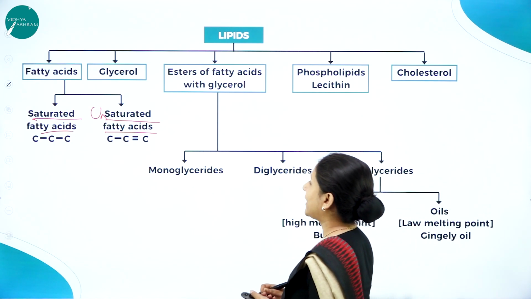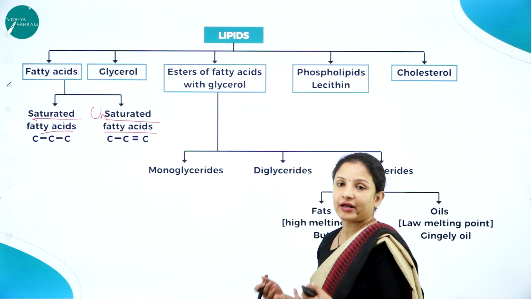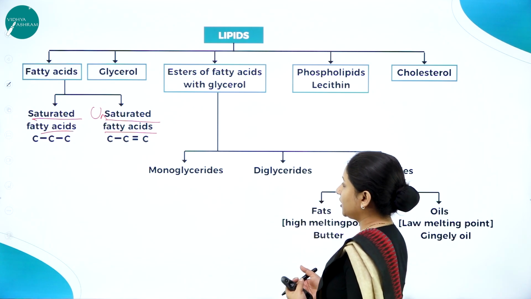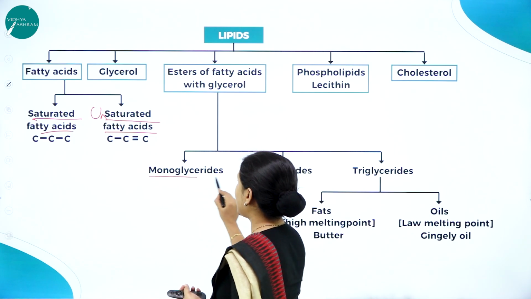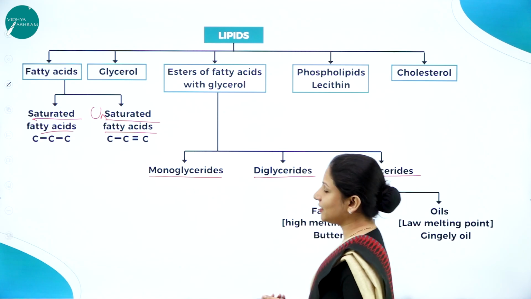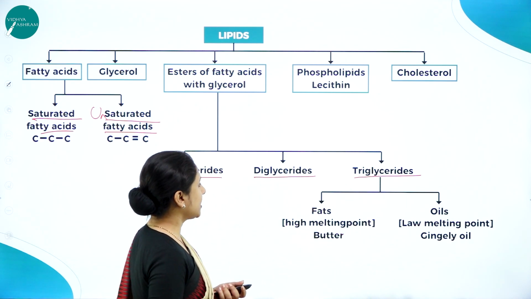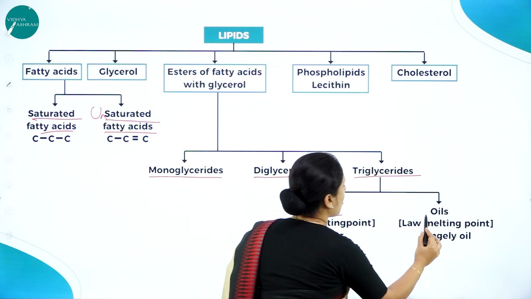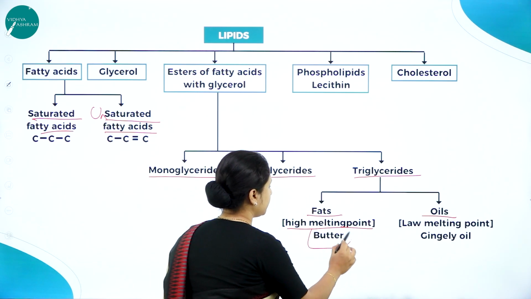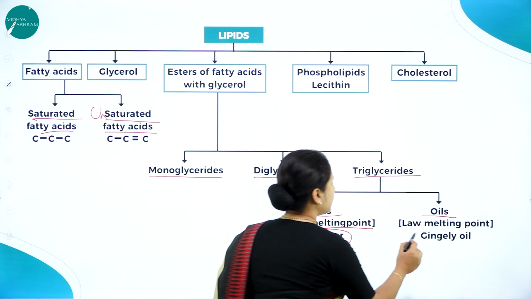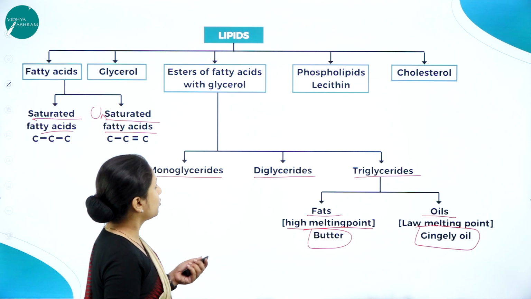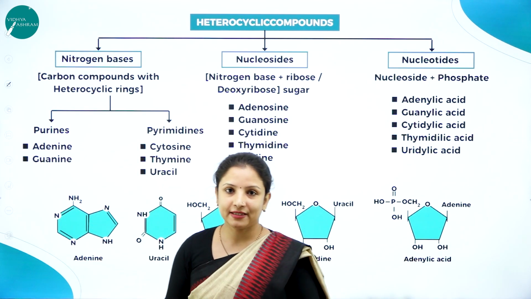Moving to esters of fatty acids with glycerol. These are the fatty acids which are bonded to glycerol. Depending on that, monoglycerides have a single fatty acid, diglycerides have 2, and triglycerides have 3. In triglycerides, there are fats and oils. Fats usually have a high melting point, for example butter, and oils usually have a low melting point, for example gingelly oil. Next, moving further, heterocyclic compounds.